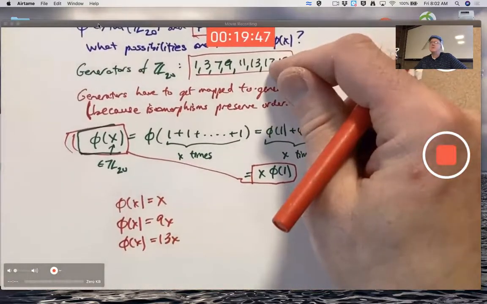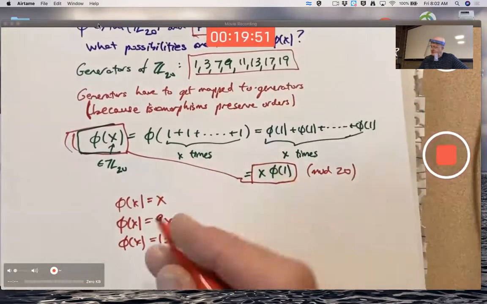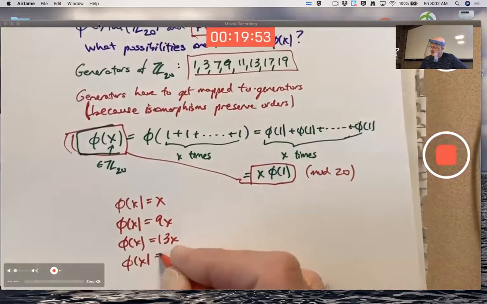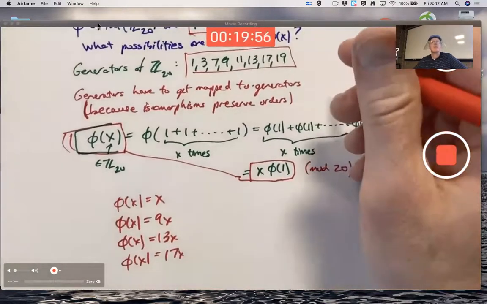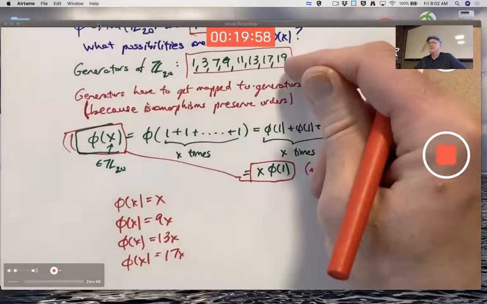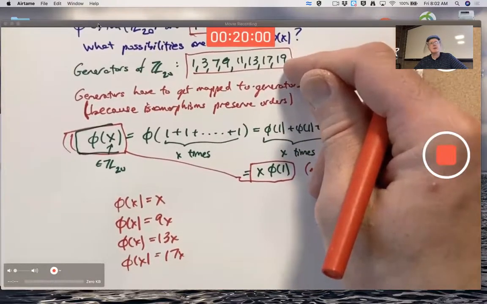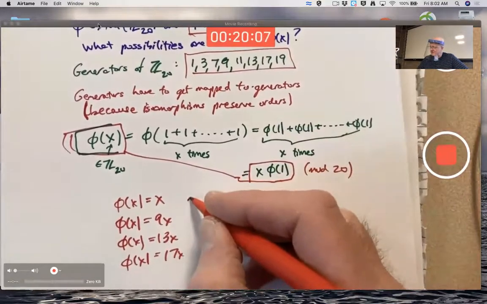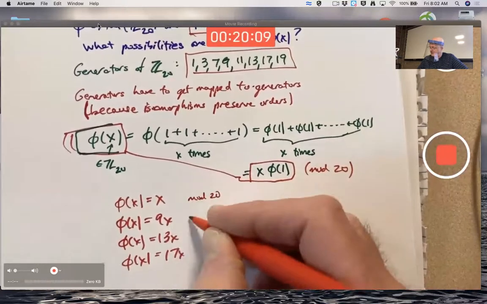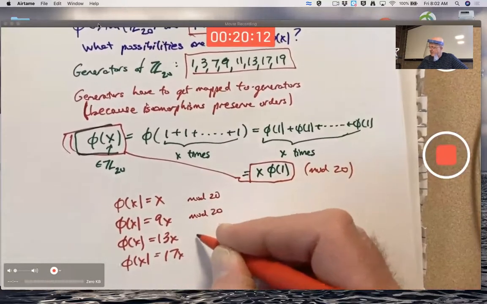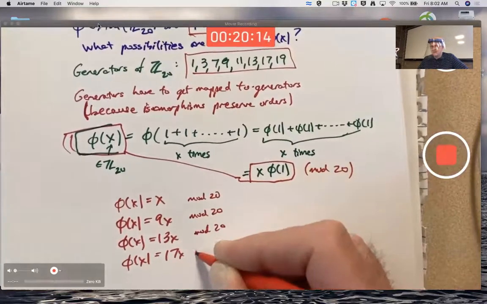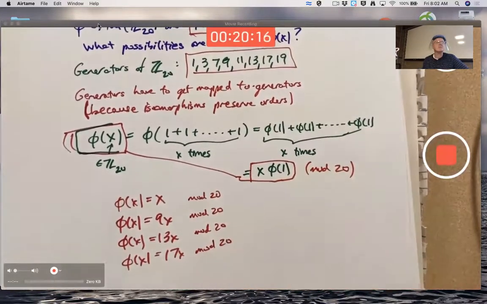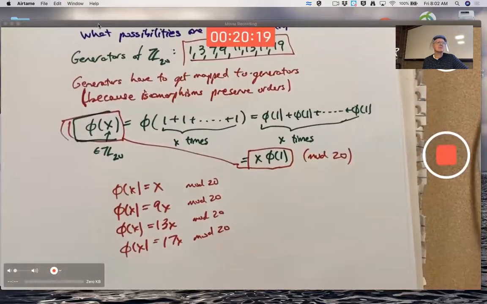17 times 5 is what? 85? Mod 20 is 5. 17 is a possibility. And 19 times 5 is 95. Mod 20 is 15. That's not a possibility. So these are the only possibilities. And again, it's assumed mod 20. You don't really need it for that first one, but for these other ones, you would need to make sure you mod by 20 when you use the formula. So there's 4 possibilities.